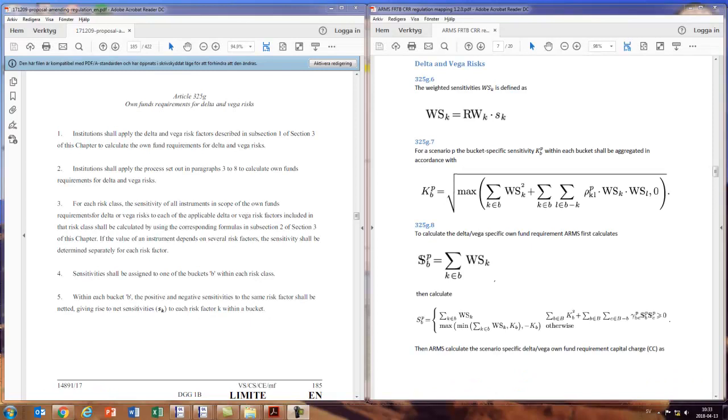Hi, today we're going to talk a bit about FRTB market risk and capital charges due to this new regulation that is due to go live in 21 or 22.